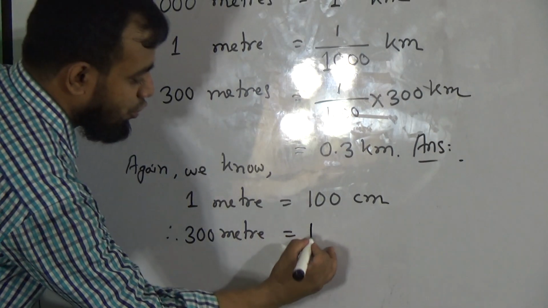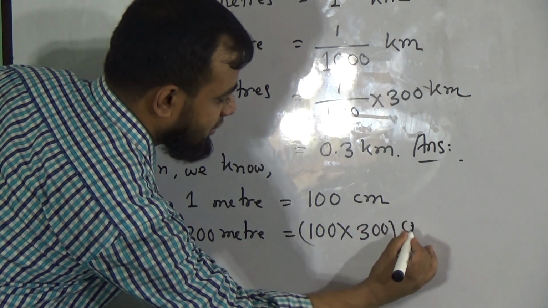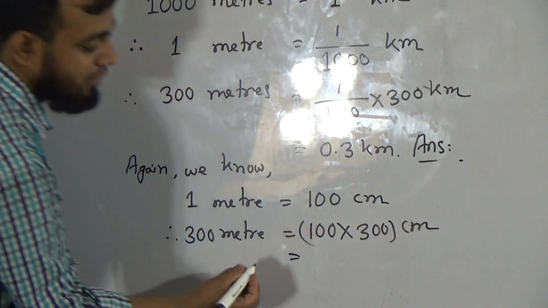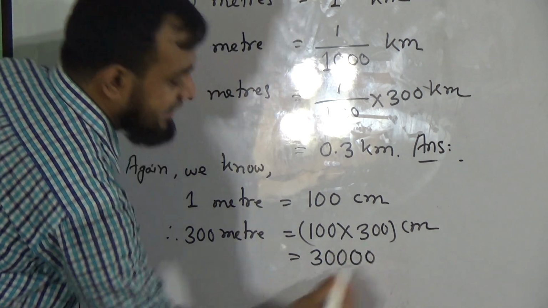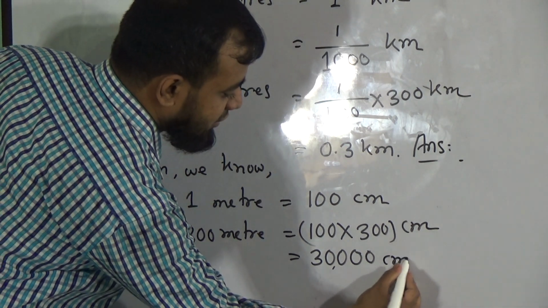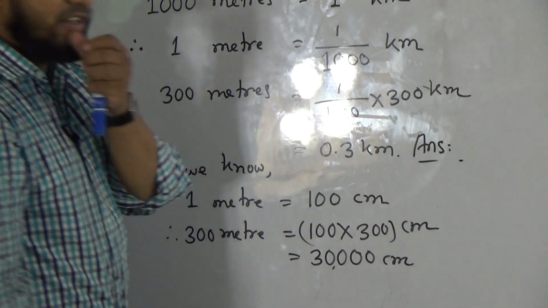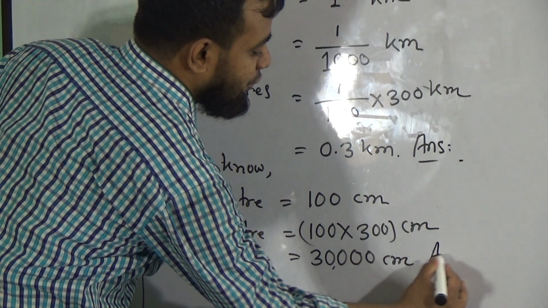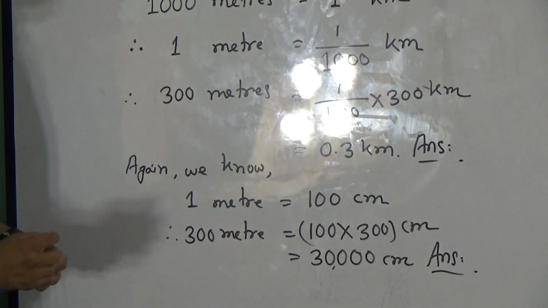is equal to 100 multiplied with 300 centimeter. That's simple multiplication. It will be 30,000 centimeter. So 300 meter is equal to 30,000 centimeter. It is our answer for the second part of activity A. Okay, I hope my dear students you have understood.